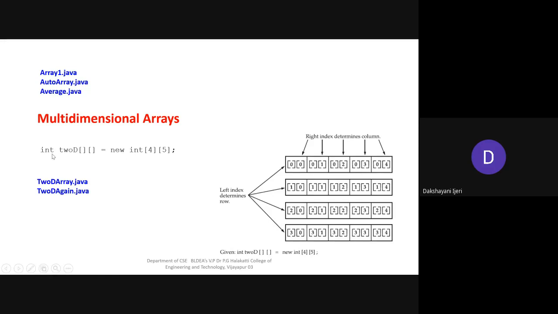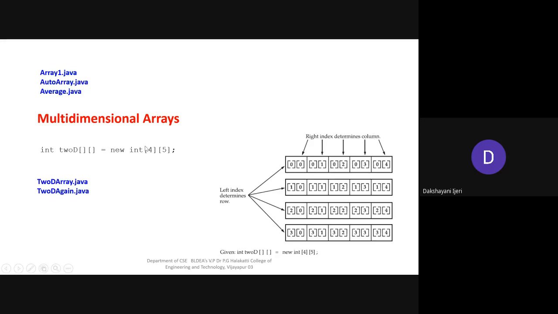So the type int and the name of the variable is 2d, followed by the two square brackets, equal to the new keyword, again int as the type, and here you put the size of the two-dimensional array. The first square bracket is going to represent the rows value, and the second bracket is going to represent the column values. For example, here it has taken 4 and 5, which means it will take 4 rows. You can see here 1, 2, 3 and 4 rows, and how many columns is it going to consider? 1, 2, 3, 4 and 5.